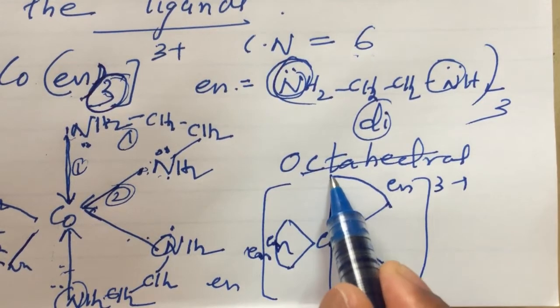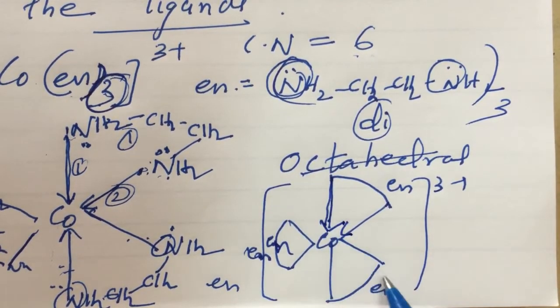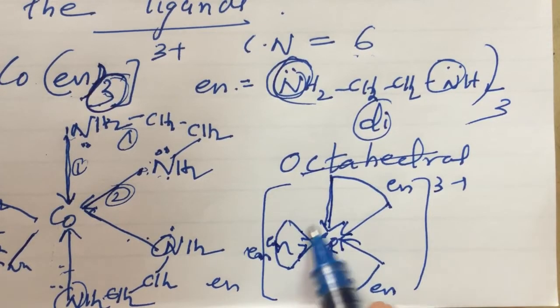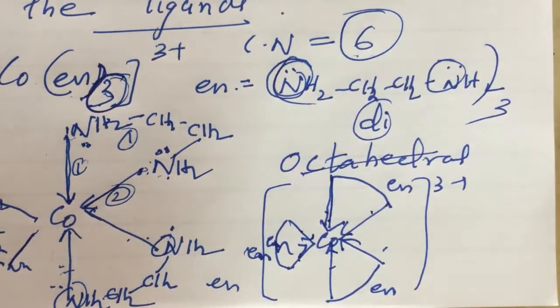Now listen, our topic is coordination number. How many coordinate bonds? 1 en makes 2 coordinate bonds. Second en again 2. Third en again 2. Total 1, 2, 3, 4, 5, 6. Coordination number is 6. So what is the best way? If it is a didentate ligand, just take double the number.